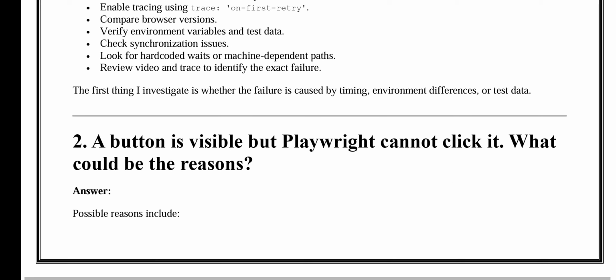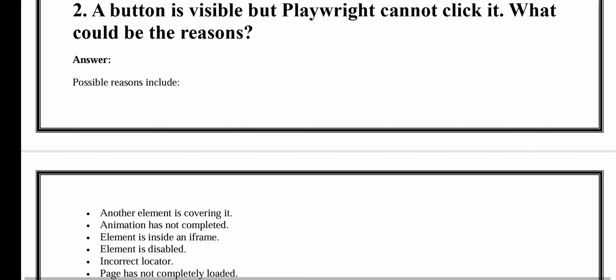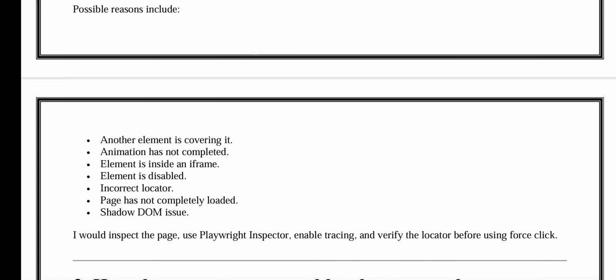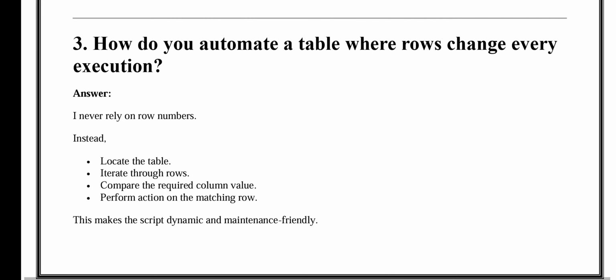Okay, and the second question is about a button is visible but Playwright cannot click it. What could be the reasons? So possible reasons could be another element is covering that, an animation of the button is not yet completed, element might be inside the frame, element is in the disabled state, or the element locator is incorrect, and page has not been completely loaded, and there might be shadow DOM issues. Okay, so this is how you can answer.